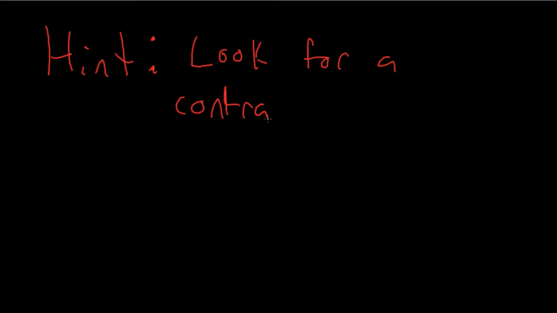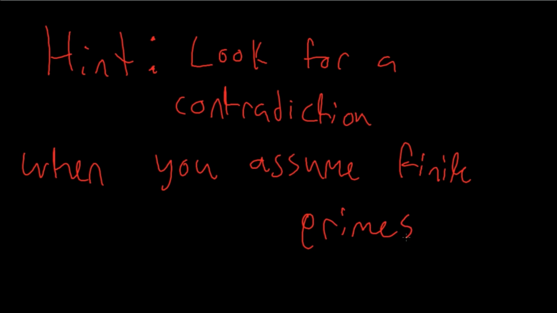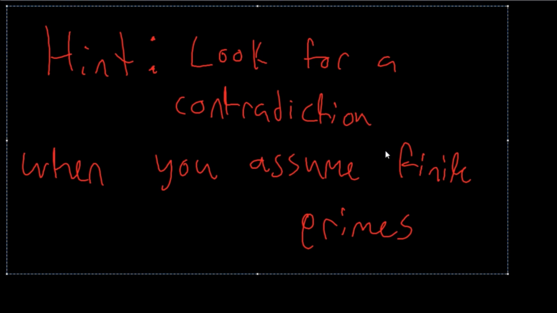Now, this video is coming to an end, and I just want to give you a little small hint. And it's going to lead into the next video when I see you hopefully soon enough, and not as long a delay as this one. A little bit busy. Here's your hint. Look for a contradiction. Look for a contradiction when you assume finite primes. So when you assume finite primes, see if there's a contradiction. And try to reason what that contradiction really means.